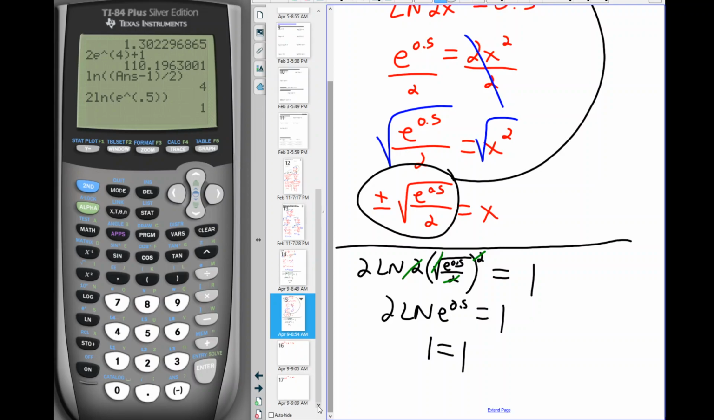Questions? How many solutions do we have there? 2, yeah. So both of them count. Even if I put that negative in there, once you square it, it becomes positive. So if the positive works, the negative has to work.